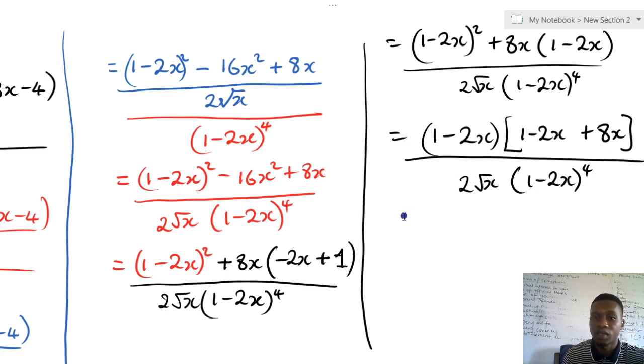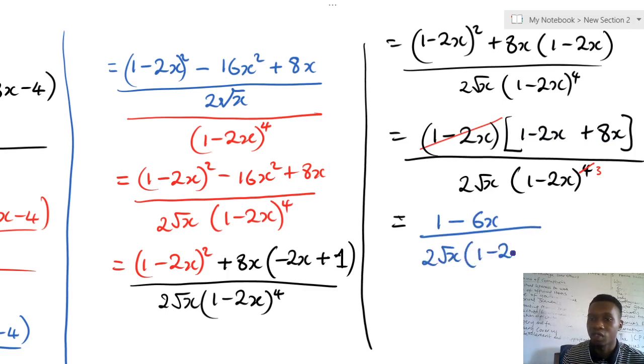Then what do we do next? We can solve this, and we can also cancel out 1 minus 2x from here. Cancelling it out, this will cancel out 1 from here, so what remains is the power of 3. So what do we have as our new value? We have 1 minus 2x. Minus 2x can add up with plus 8x, and that will give us plus 6x. So we have 1 minus 6x over 2 root x bracket 1 minus 2x raised to the power of 3. And this is our final answer.